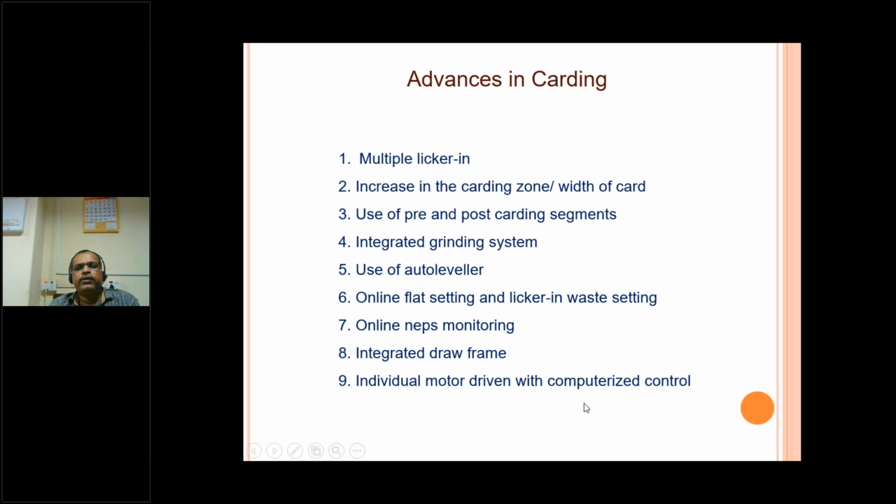And individual motor driven with computerized control. The driving to the different zones, Lickerin, cylinder, and doffer, was going from one motor through a gear arrangement. Now they have been changed to individual motor driven. This control system is very easy.